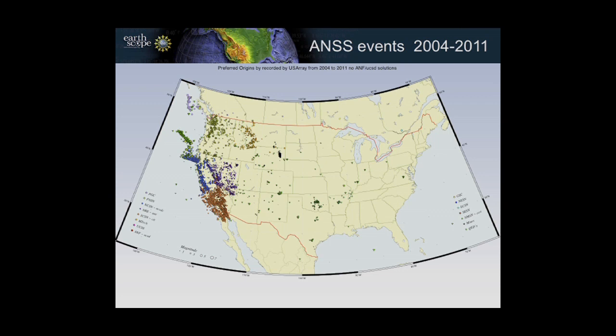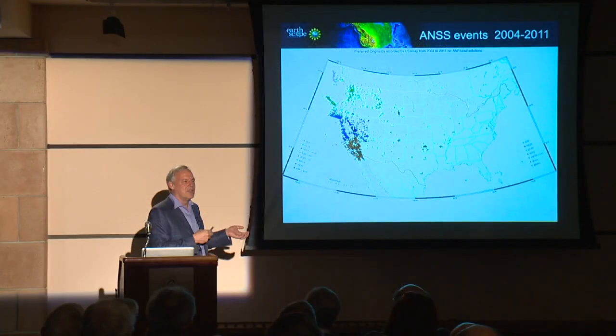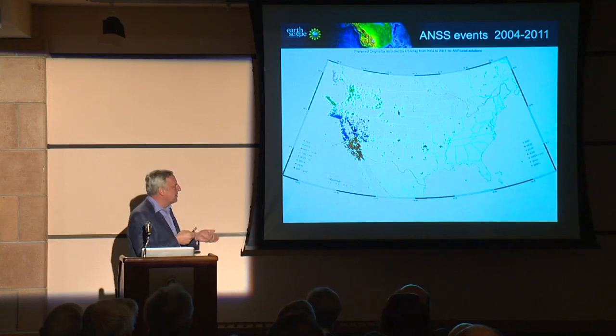Now, for some strange reason, almost all the permanent seismic networks are in California, the state of Washington, Alaska, and Hawaii. But it seems that every place you put out a seismic network, there are earthquakes. Or is it the other way around? I'm not quite sure which.